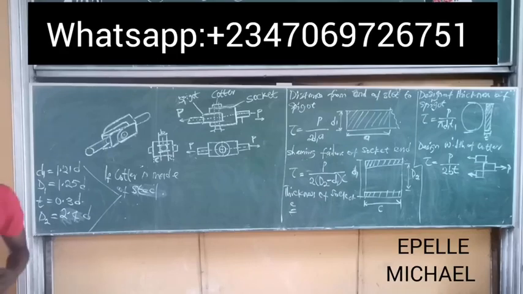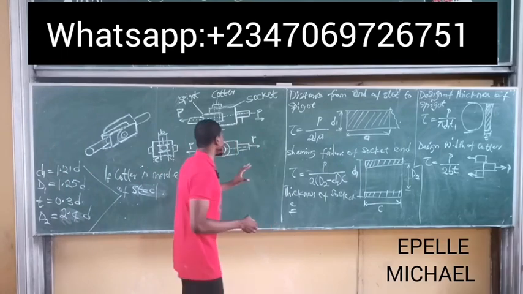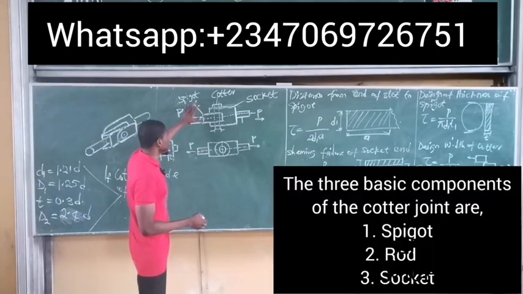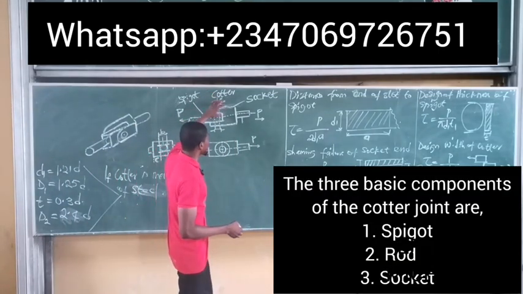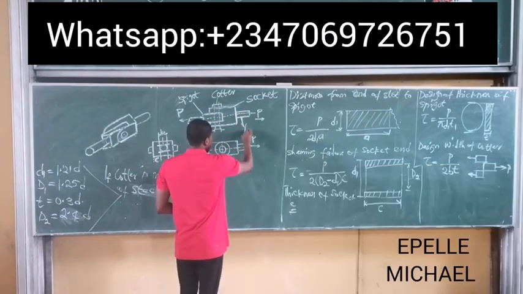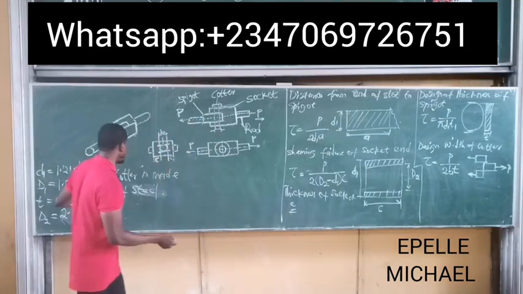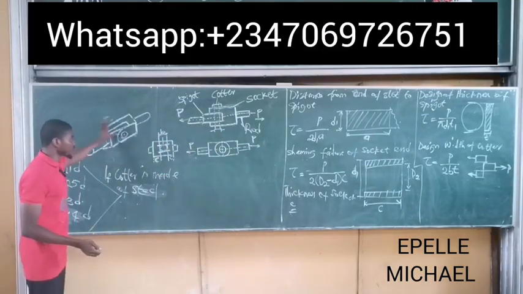So I simply said that the cutter joint has three basic members. We have the spigot end, we have the cutter itself, and then we have the socket end. We also have the rod end. This is called the rod. Okay, this is the rod end. So this is the cutter itself. This is a three-dimensional view of what a cutter looks like.